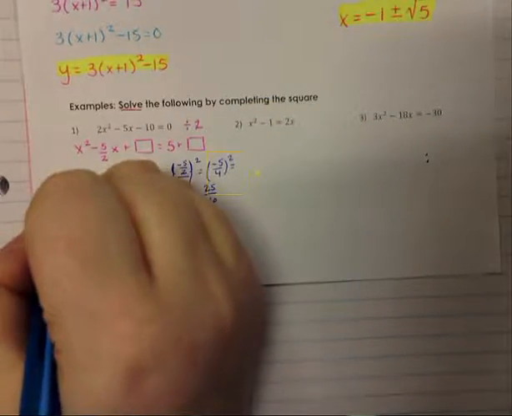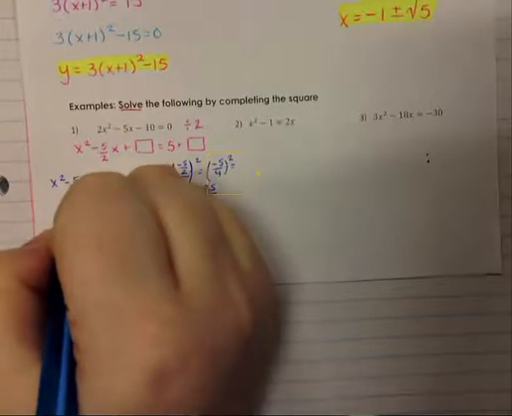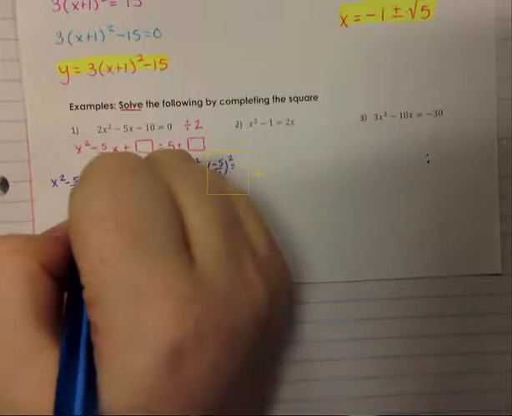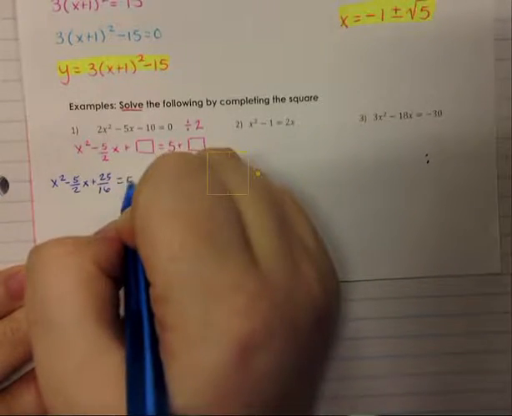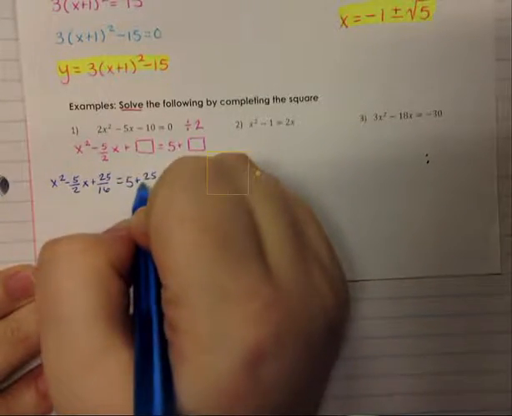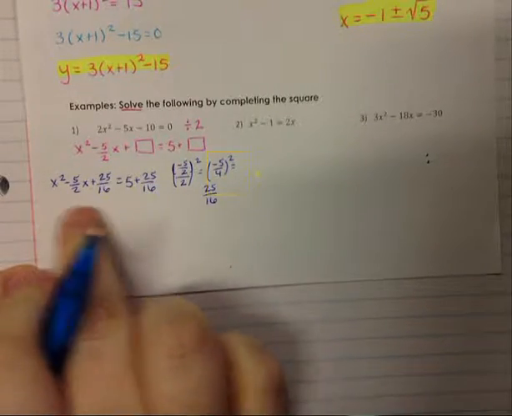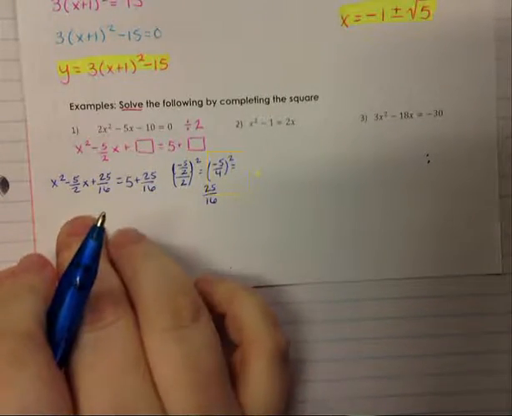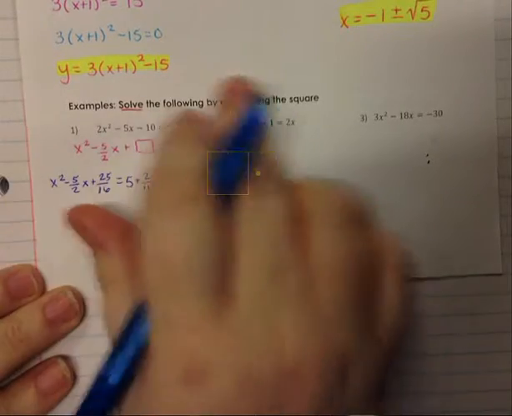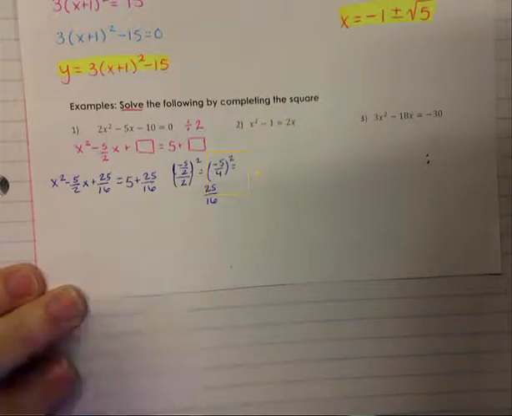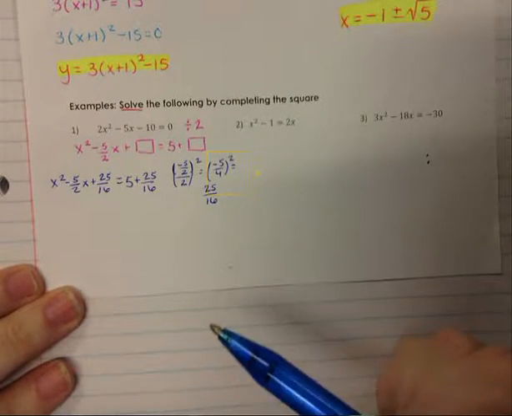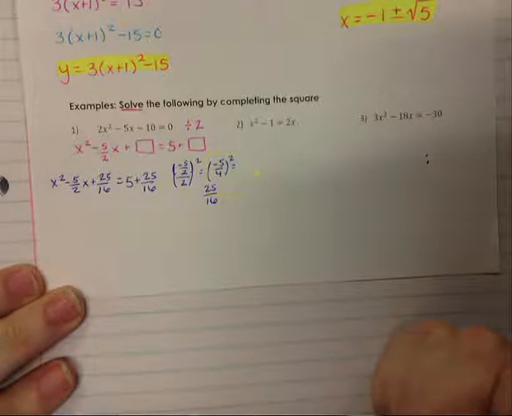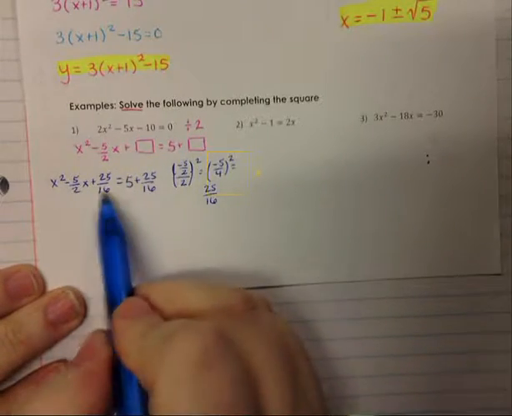So now we have x squared minus 5 over 2x plus 25 over 16 is equal to a positive 5 plus 25 over 16. This is obviously not the best type of problem to solve by completing the square, but we just have to follow the directions. Again, the best time to use solve by completing the square is when the a value is equal to 1 and your b value is even. So you don't have to end up with all of this.